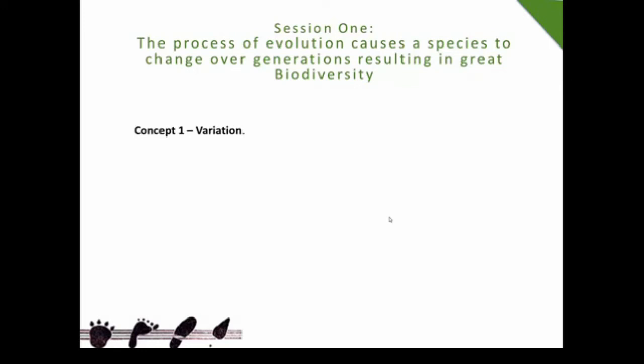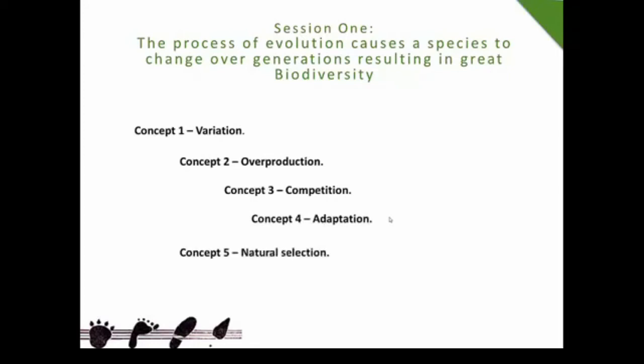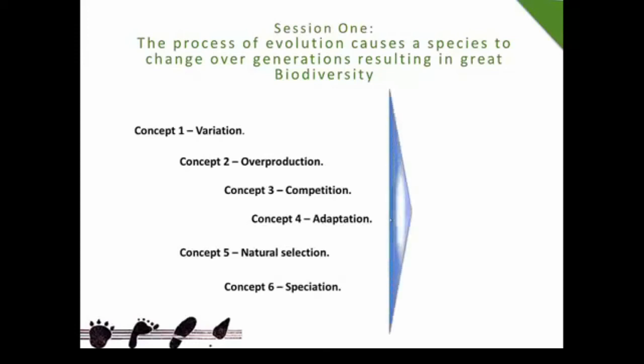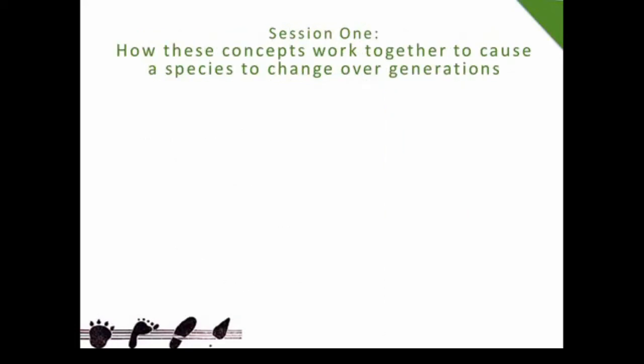Concept 1, variation. Concept 2, overproduction. Concept 3, competition. Concept 4, adaptation. Natural selection. Finally, speciation. Working together, all these concepts result in the observed biodiversity. So now the question is, of course, how do these concepts work together to cause a species to change over generations?